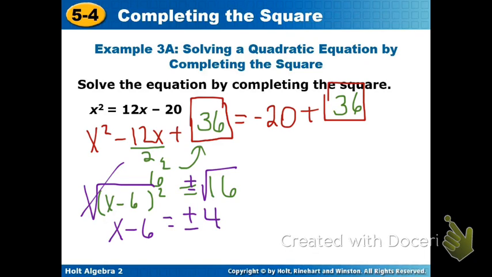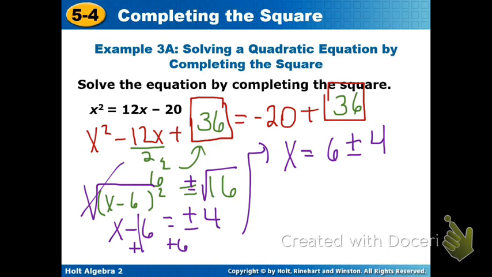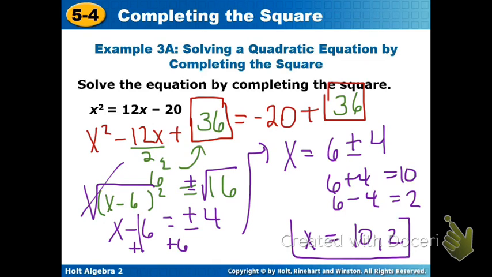Now, one more step. How are we going to get x by itself? Add the 6. Add the 6, yes. So we're going to move our 6 over to both sides. So that will give us x equal 6 plus or minus the 4. That's half of it. So the 6 plus the 4, yes, would give us the 10. But what about our 6 minus 4? What's that going to give us? 2. So there's your x's. There's your zeros or your roots or your solutions. Remember quadratic, so it'll have its 2 solutions.